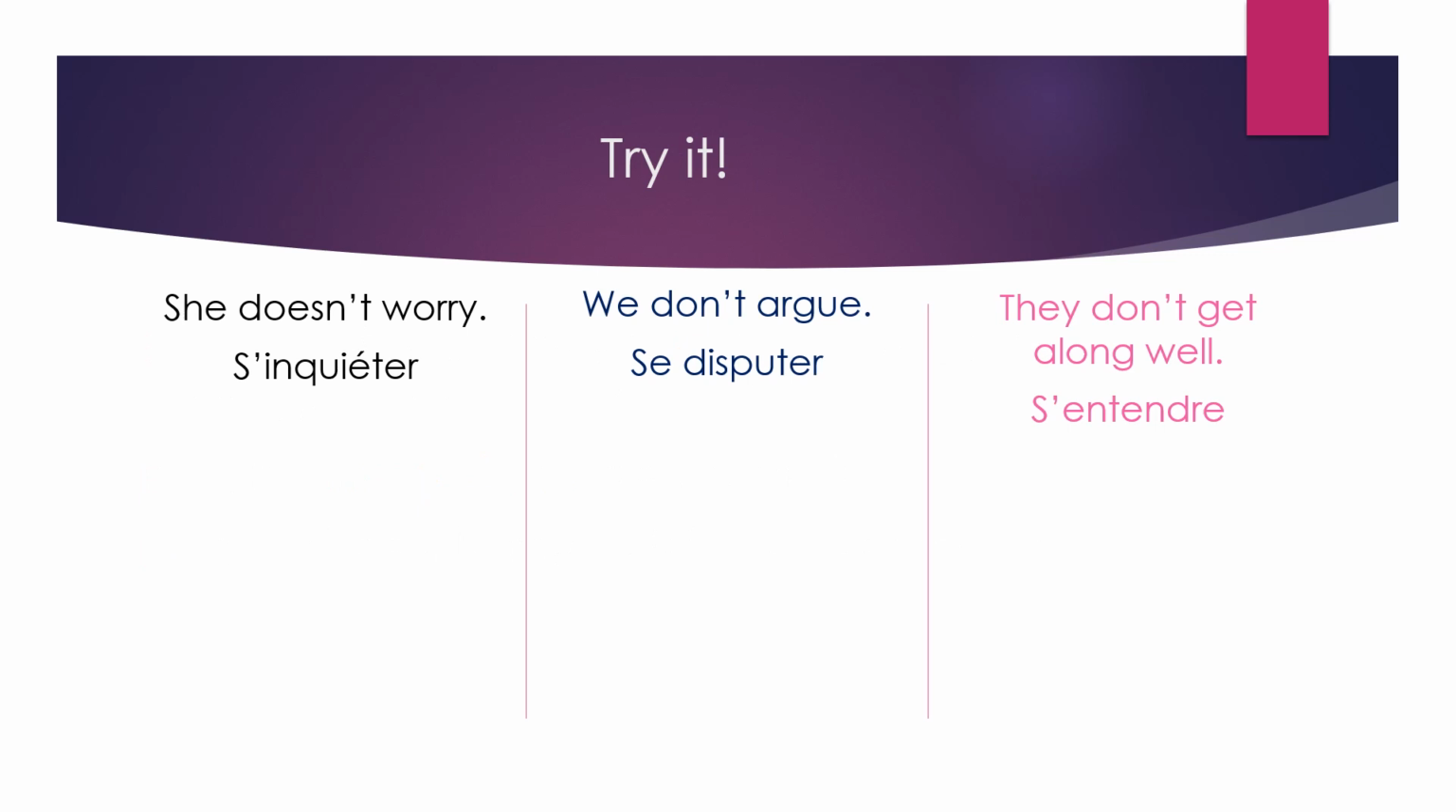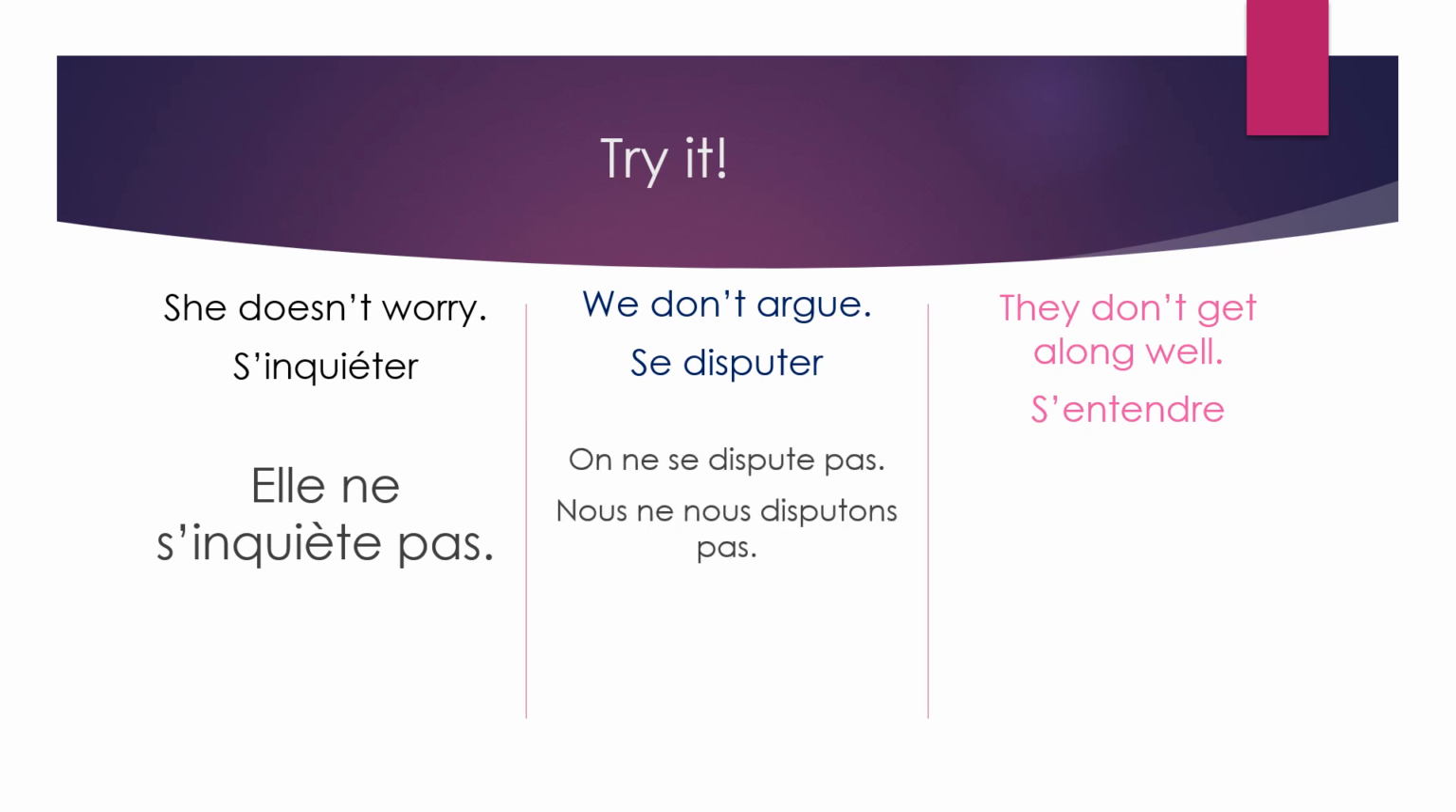All right, so let's try it. She doesn't worry, and the infinitive is s'inquiéter. Did you get it? All right, let's try the next one. And you may want to press pause on this video so that you can think a little bit longer. Okay, and here you have two different ways to say we, so that's why there's two sentences. Okay, and then the last one. All right, how did you do?